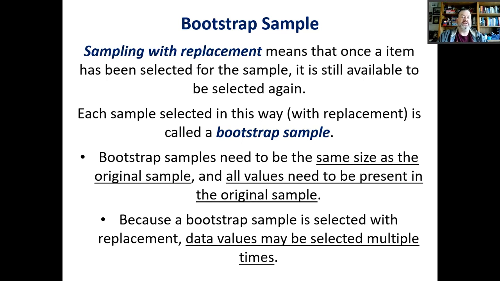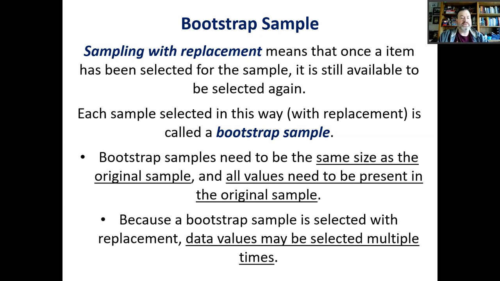And each sample selected in this way with replacement is called a bootstrap sample. So the idea is we have our original sample, and then we sample with replacement from the original sample to create bootstrap samples. Bootstrap samples need to be the same size as the original sample to simulate a sampling distribution from section 3.1. And all values need to be present in the original sample. You can't introduce new values that were not present in the original sample.